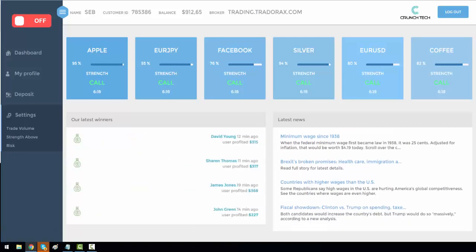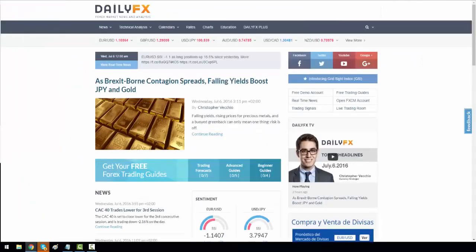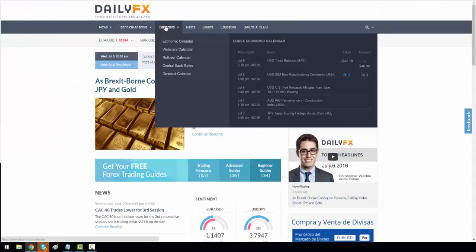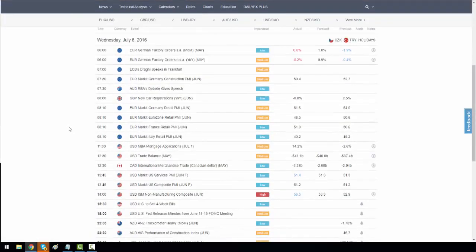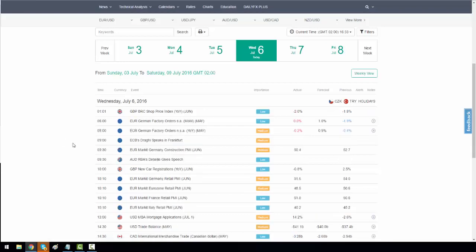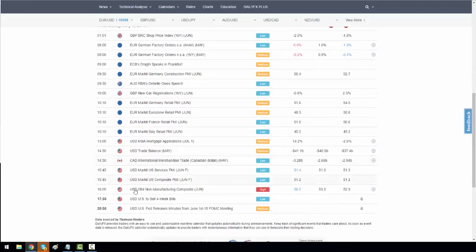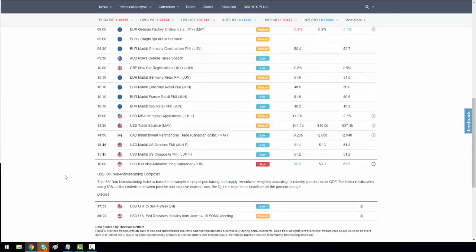I've got Daily FX open as well. Let me bring this up and link that on. Now, you go to calendars, economic calendar. This is where you're going to find all the events that are happening all over the globe on major currency pairs. You've got Euro, GBP, the Aussie dollar as well, JPY, Canadian dollar. Now, what's the time? We're on 15:34. Let's have a look at this one that's going to happen very soon, with the USD.